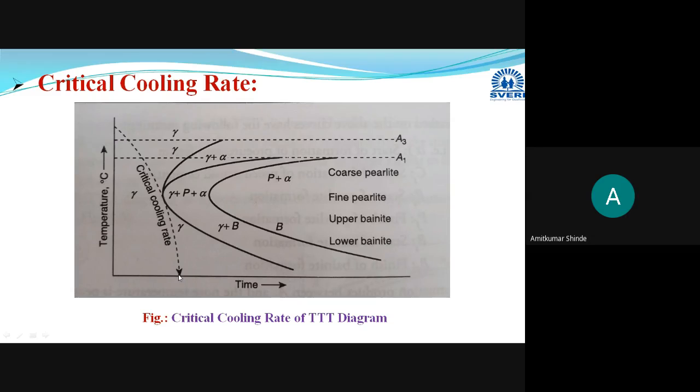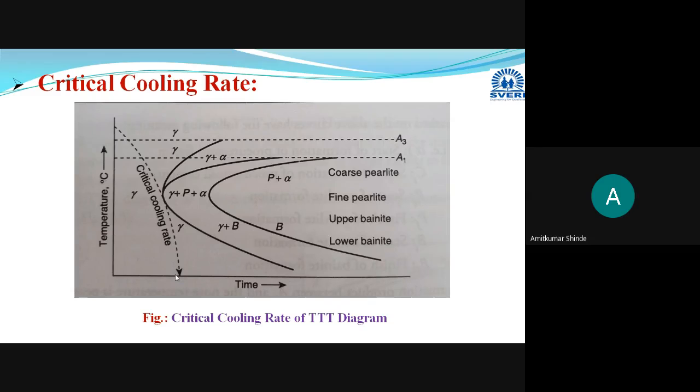This is the critical cooling rate, with the minimum limited time possible. If suppose this point is 10 seconds, then you have to do the cooling in a time of 8 seconds, 9 seconds, or 10 seconds. That is the critical cooling rate. And this cooling will be done by using different mediums.